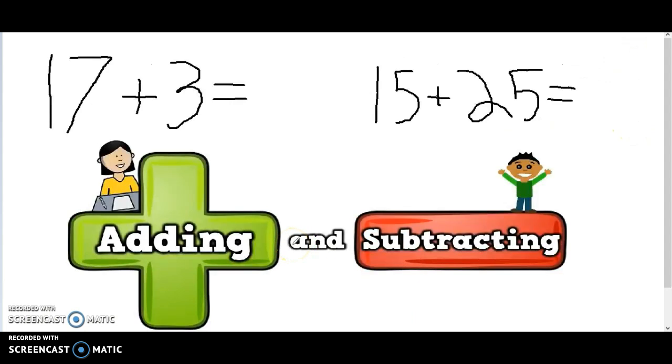And last but not least is the A and the S in PEMDAS. That's addition and subtraction. And those are on the same level, just the same way that multiplication and division are. So you just work the problem left to right. Whichever comes first is the first one you handle. We'll start left to right here. We got 17 plus 3, which is 20. And then 15 plus 25, which is 40.